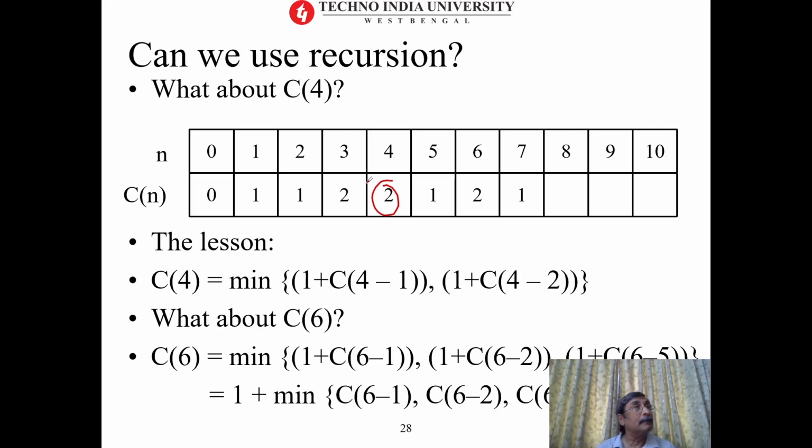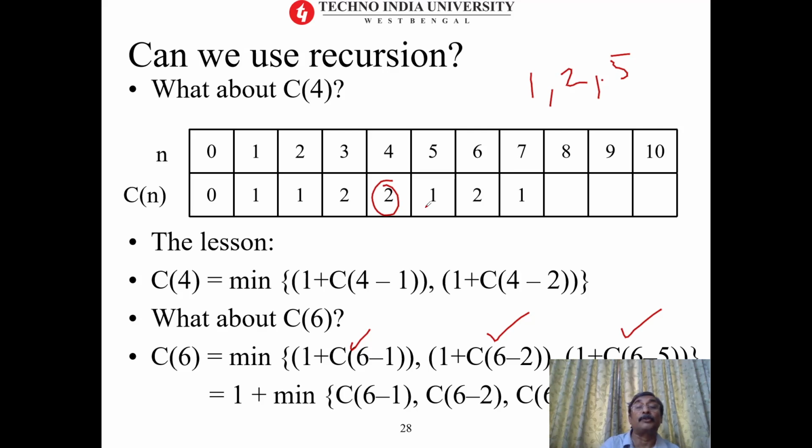Now what about C6? 6 is more than 1, 2, and 5, right? So to begin with, I could give a coin of denomination 1. That is why 1 plus C6 minus 1. I could have given a denomination of 2. That is why 1 plus C6 minus 2. And I could also give a denomination of 5, and that is why 1 plus C6 minus 5. So this is 1 plus the minimum of C5, C4, and C1. Now C5 is 1 and 1, 2.